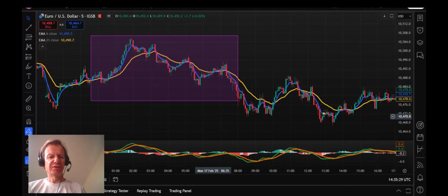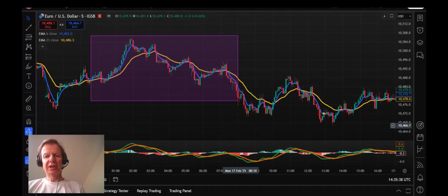The Asian session runs from midnight to 8 o'clock UK time, so I've drawn a box around it. I've got two moving averages. The blue line is the 6 EMA, exponential moving average, which tends to react quicker to price, and the yellow, or gold one, is the 21. Essentially when the 6 crosses above the 21 it would be a buy, when it goes below it's a sell. I've also got the MACD at the bottom, which moves in a similar way.